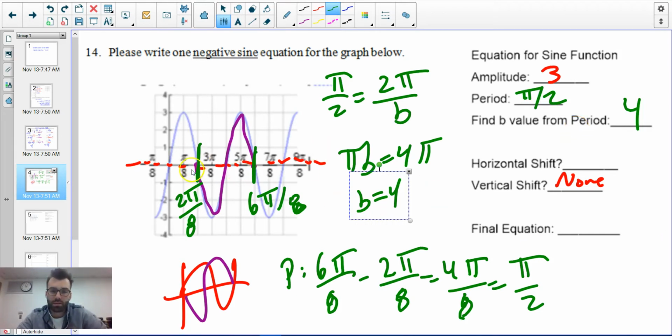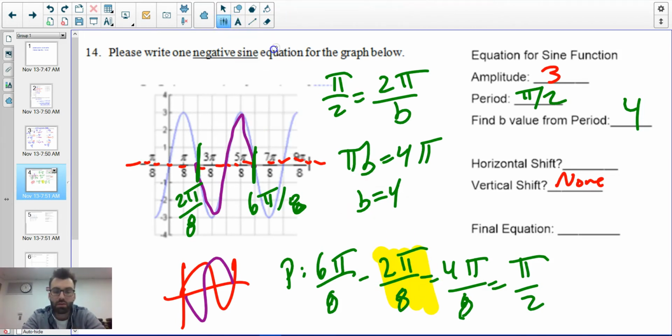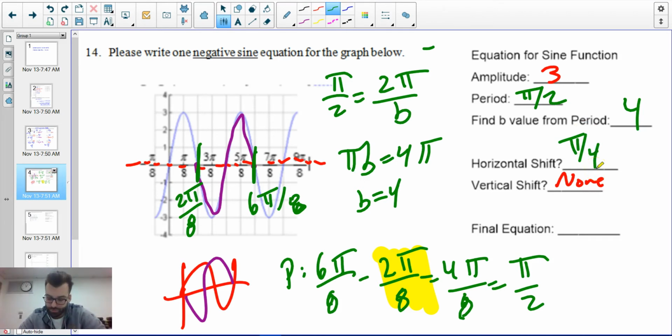There was a horizontal shift since I'm starting over here. I'm starting at 2 pi over 8. If I reduce 2 pi over 8, that's going to be pi over 4. And I'm shifting to the right, pi over 4.